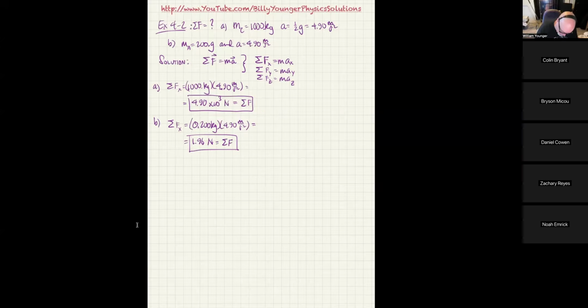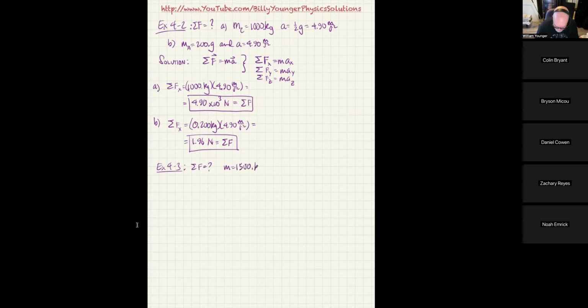Okay, let's look at example 4.3. This one says, what average net force is required to bring a 1,500 kilogram car to rest from 100 kilometers per hour within a distance of 55 meters? So we want to know the net force. We know the mass is 1,500 kilograms.